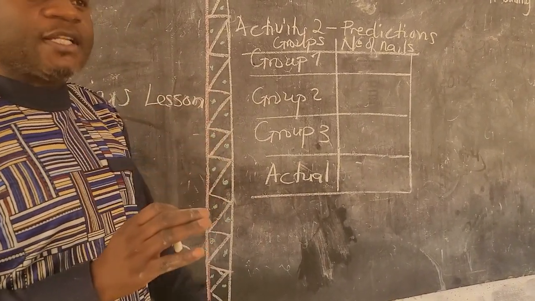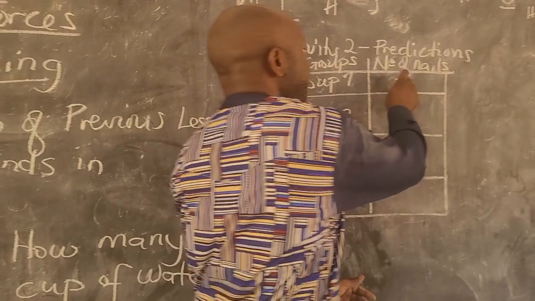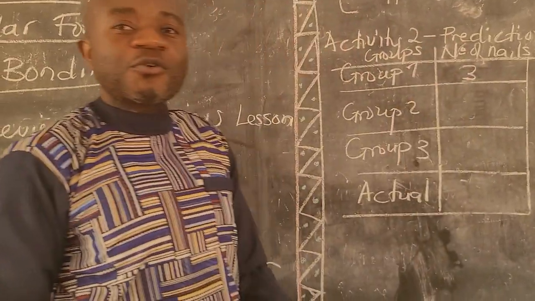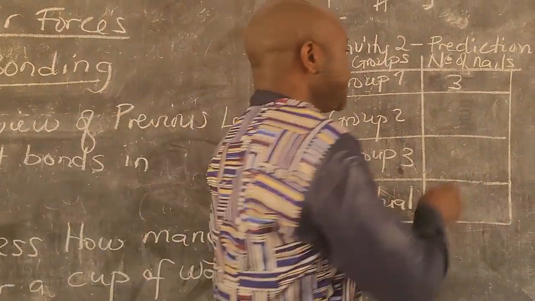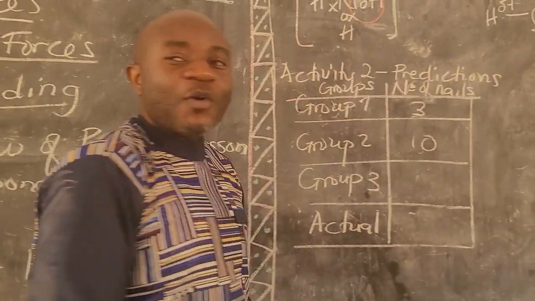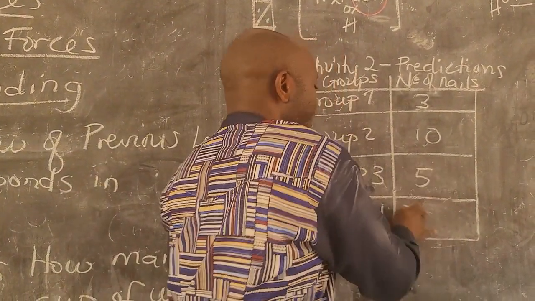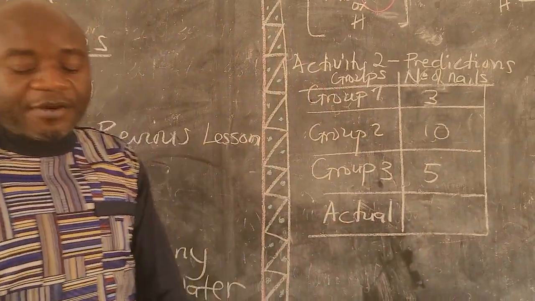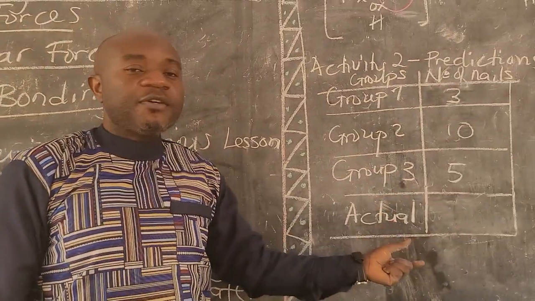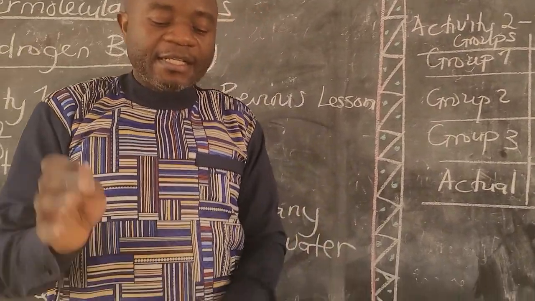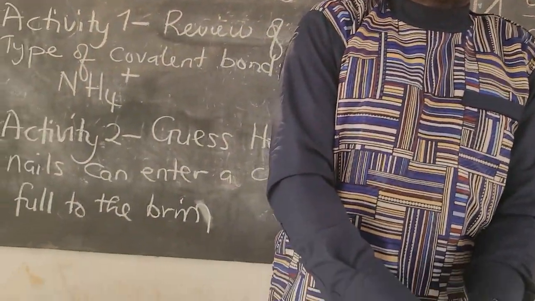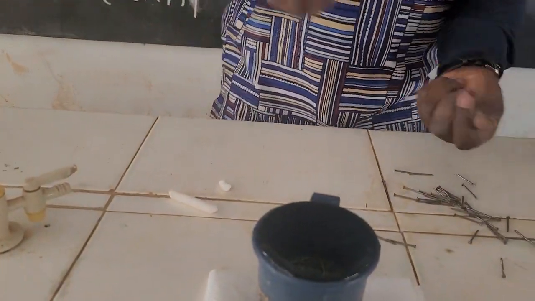Let's listen to group 1. Okay, group 1 says 3 nails. What about group 2? Group 2 says 10 nails. What about group 3? Group 3 says 5 nails. Okay, we are going to carry out the activity and find out how many nails can actually enter the cup before the water spills. So count with me.